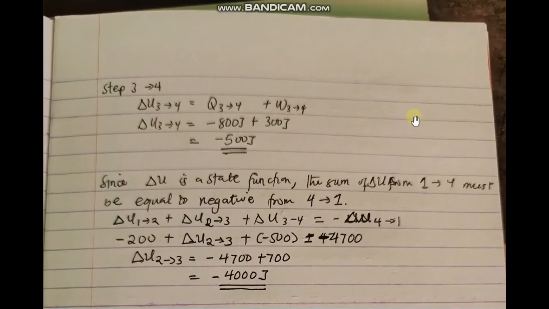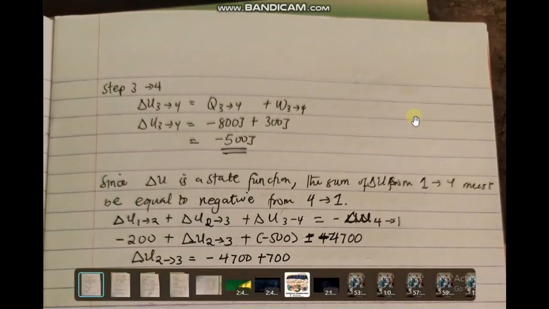When you look closely, you can see the other step that has two values, so we can find the third one, is step 3 to 4. In step 3 to 4, you write the equation from the first law of thermodynamics. The change in internal energy from step 3 to 4 equals the heat applied plus the work done. We know the heat is negative 800 joules, plus the work done, which is 300 joules. So the change in internal energy within that step is negative 500 joules.